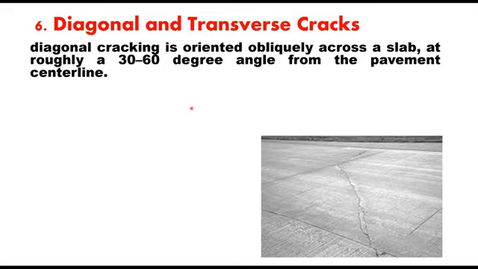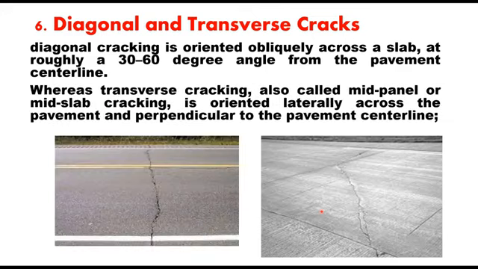Diagonal and transverse cracks. These cracks are oriented obliquely across a slab at roughly a 30 to 60 degree angle from the pavement center line. These cracks are different from transverse cracks. Transverse cracks, also called mid-panel or mid-slab cracking, are oriented laterally across the pavement and perpendicular to the pavement center line. This is a transverse crack and this is a diagonal crack.